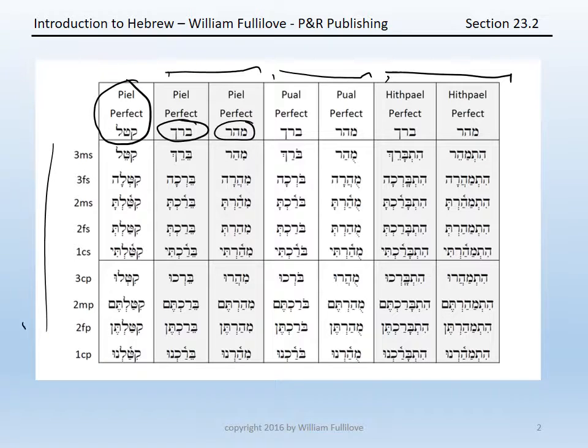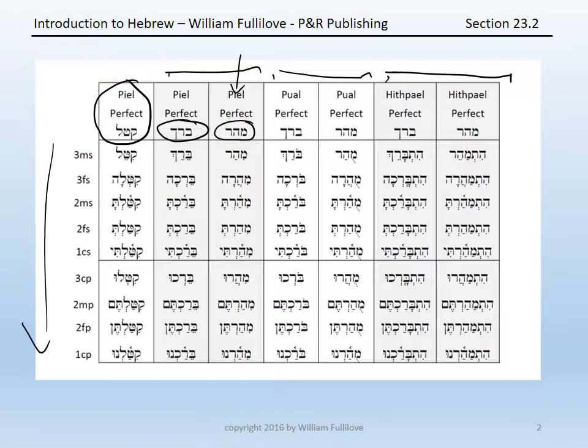The strong Piel perfect paradigm was Kittel, Kittela, Kittalta, Kittalt, Kittalti, Kittelu, Kittaltem, Kittalten, Kittalnu. In the Piel perfect, with Barak, we would have, with compensatory lengthening, Berek, Berakha, Berakta, Berakt, Berakti, Beraku, Beraktem, Beraktem, Beraknu. On the other hand, in the Piel perfect of Mahar, with virtual doubling, we would have the hireq still as the first vowel sound: Mihar, Mihara, Miharta, Mihart, Miharti, Miharu, Mihartem, Mihartem, Miharnu.